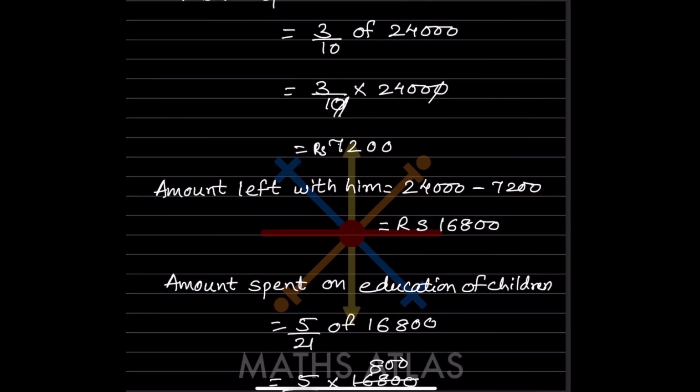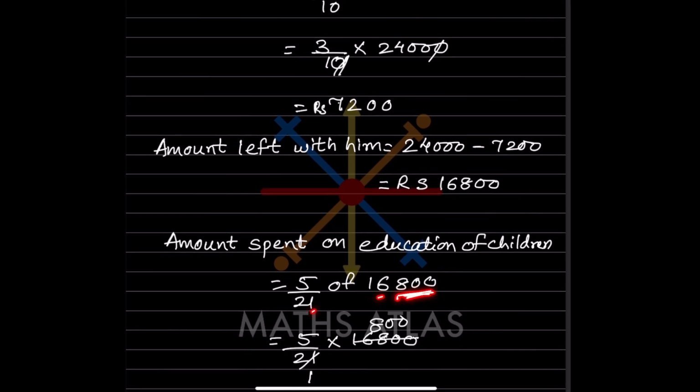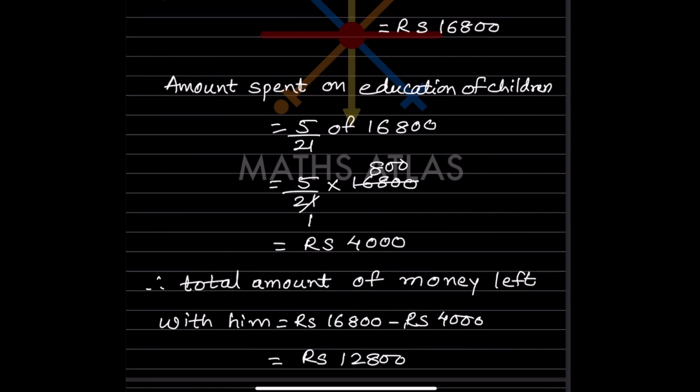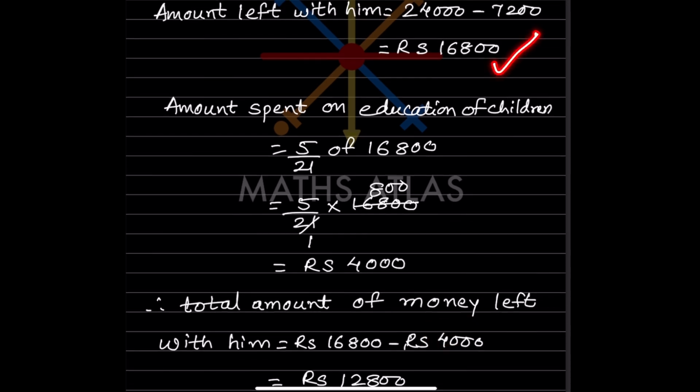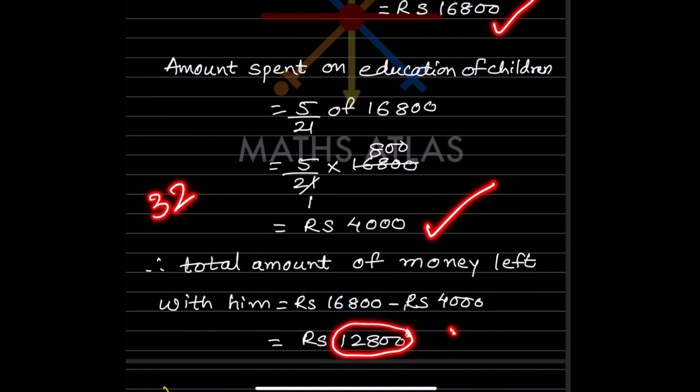So that is left with him. From that, he's spending 5 by 21 of this 16,800. So when you multiply this now, the thing that is left, that is with him, is only 4,000. Here he's spending 4,000, means from 16,800 here again 4,000 goes from there. So now the money total left with him is only 12,800. So he had a salary of 32,000, and the money left with him is just 12,800 after all these expenses.